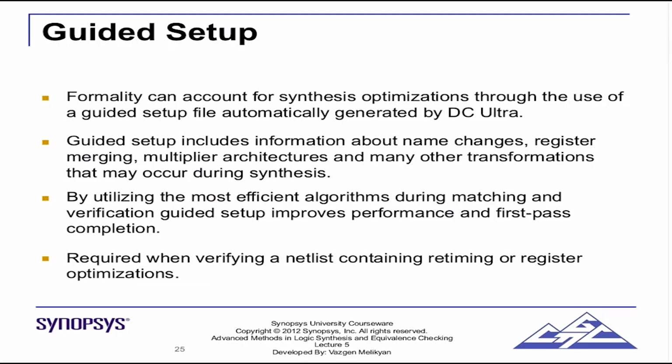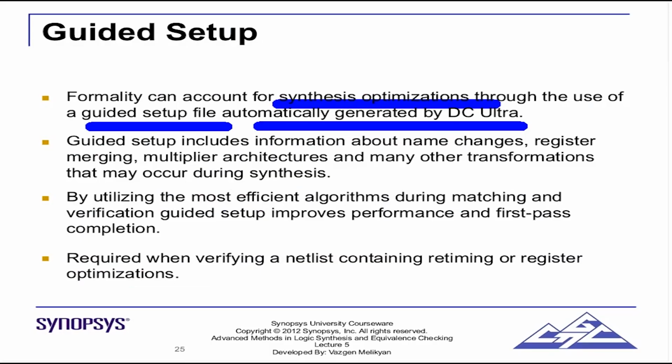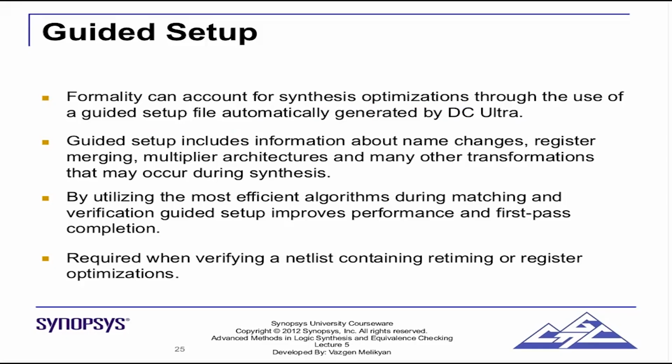So now formality can account for synthesis optimizations through the use of a guided setup file automatically generated by DC Ultra. So there are some commands, you set the SVF file name and so on. When Compile Ultra starts working on optimization, it will write out this information of optimization in this file. It's a binary file. It includes information about name changes, register merging. Now name change might not be important because formality will be able to match the compare points even without the name change, but register merging is very important.